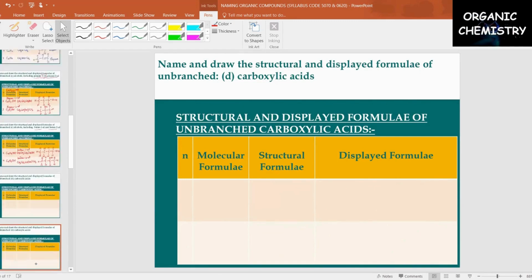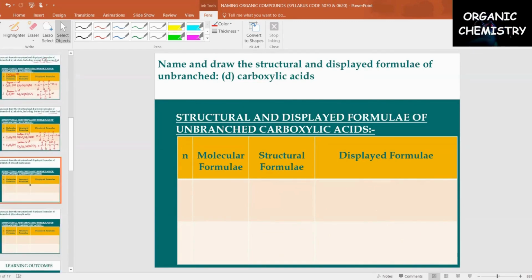Name and draw the structural and displayed formula of carboxylic acids. For carboxylic acids, the first member starts with the value of N as 0. We don't have 1 here because the general formula for carboxylic acid is CnH2n+1COOH. If you take 0 as N, the first carbon will be omitted automatically. For hydrogen, 2 multiplied by 0 is 0, plus 1 gives 1. So the final molecular formula will be H2CO2 or CH2O2.